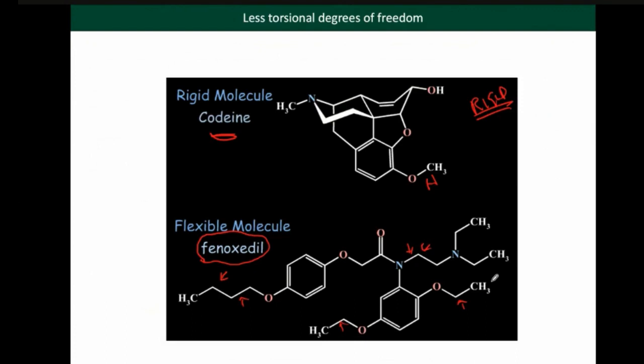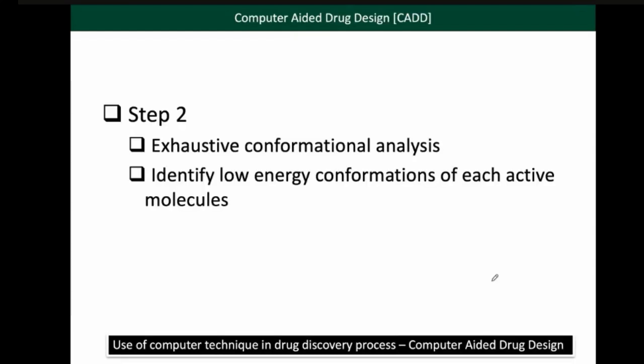So if the molecule is highly flexible, then it will be very difficult for you to align the molecule. That's the next step what we are going to do, right? So during the alignment process, it's going to give some problem. You may not have very good software for aligning the molecule to find out the bioactive conformation. But that is one reason why we should prefer to go with a slightly rigid molecule rather than a flexible molecule. That is about the first step.